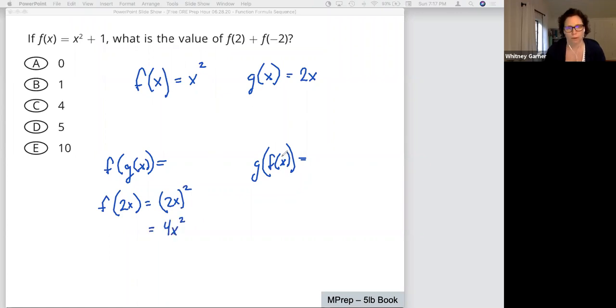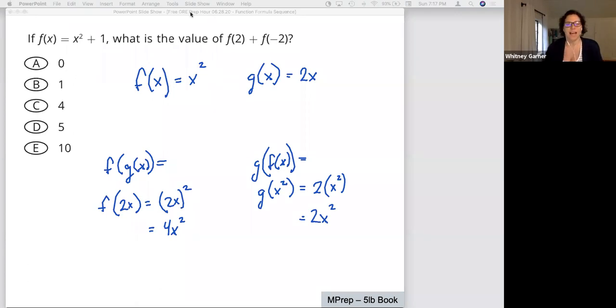If I went the other way around, f of x is x squared, so I plug that in. So I want g of x squared. Well, g of a number is equal to 2 times that number. So in this case, it's going to be 2 times x squared. So notice that the order that we put the g or the f changes the value. It changes our value.